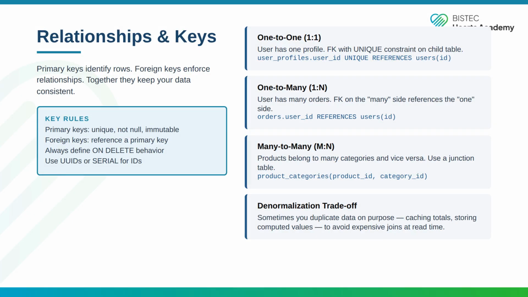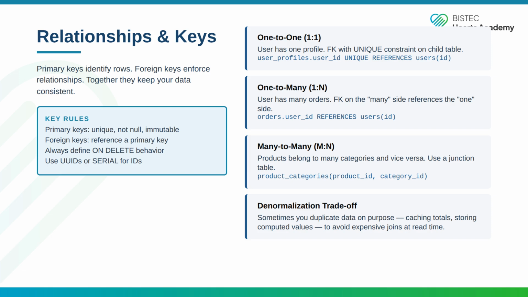Primary keys identify rows. Foreign keys enforce relationships. Together, they're what keeps your database consistent. Primary key rules: unique, not null, and you should never change them. Use either serial for auto-incrementing integers or UUID if you need globally unique IDs. UUIDs are especially useful in distributed systems or when you're working with Azure SQL Database and replication.